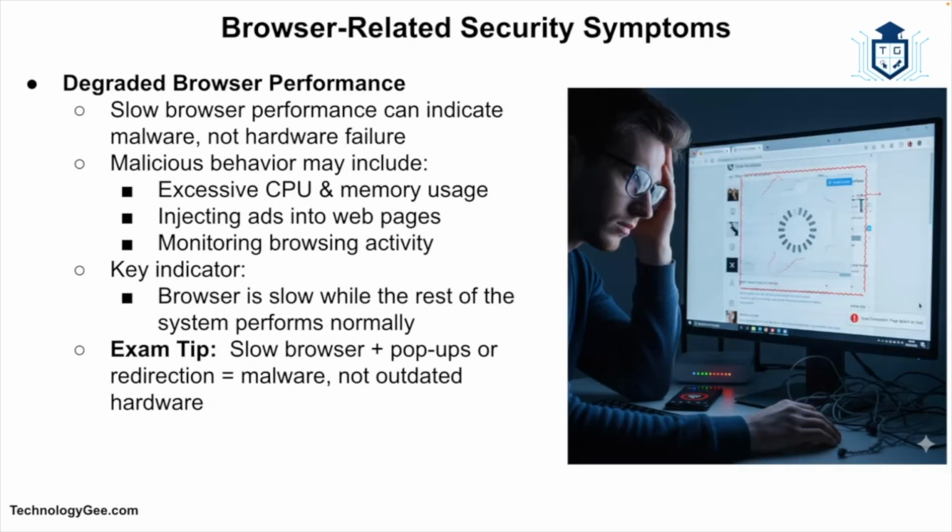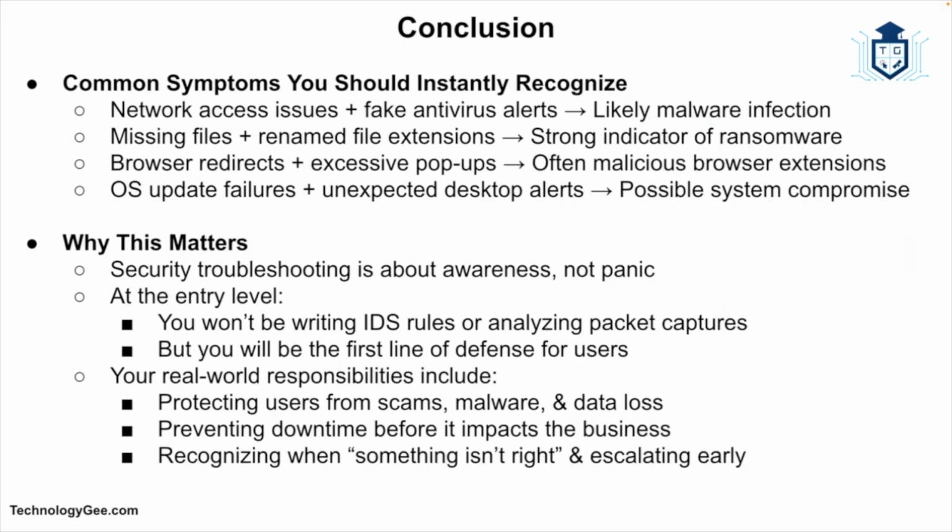And then we have degraded browser performance. Slow browsers aren't always a performance issue. They can be a security issue. Malware may consume CPU and memory, inject ads into web pages, and monitor browsing behavior. If the browser is slow, but the rest of the system seems fine, that's a strong hint that the issue is browser-specific malware. On the exam, degraded browser performance combined with pop-ups or redirection points to malicious software and not outdated hardware.